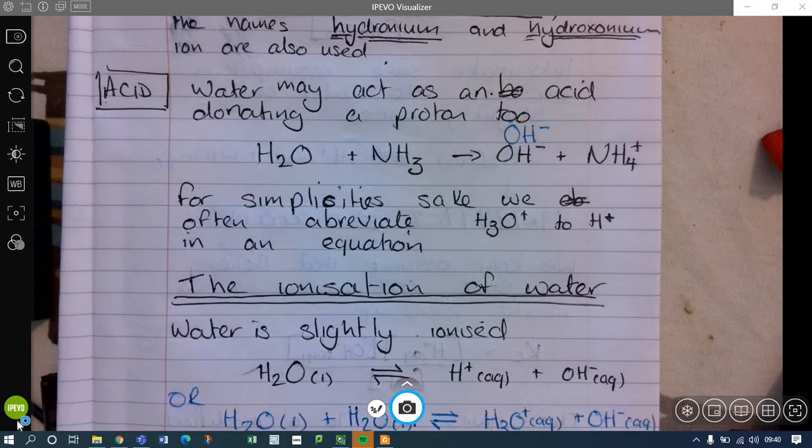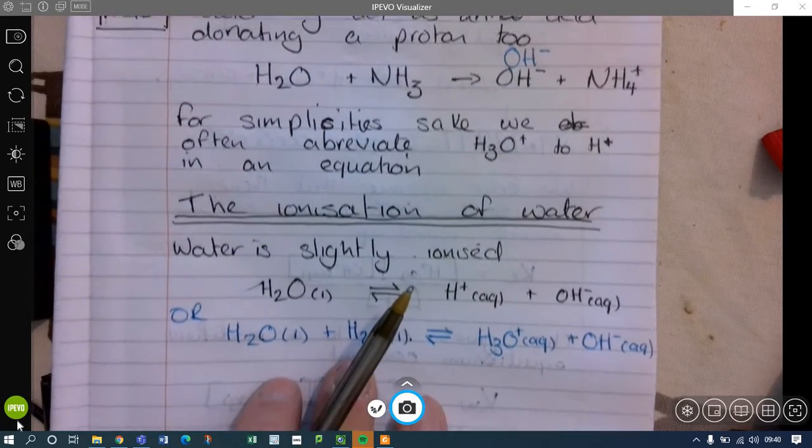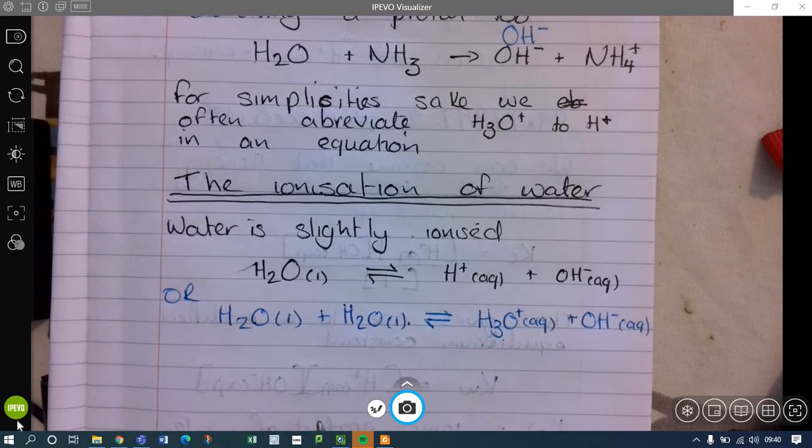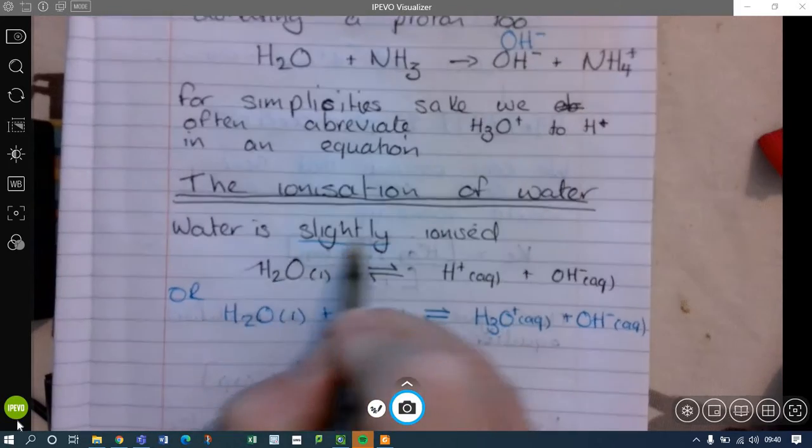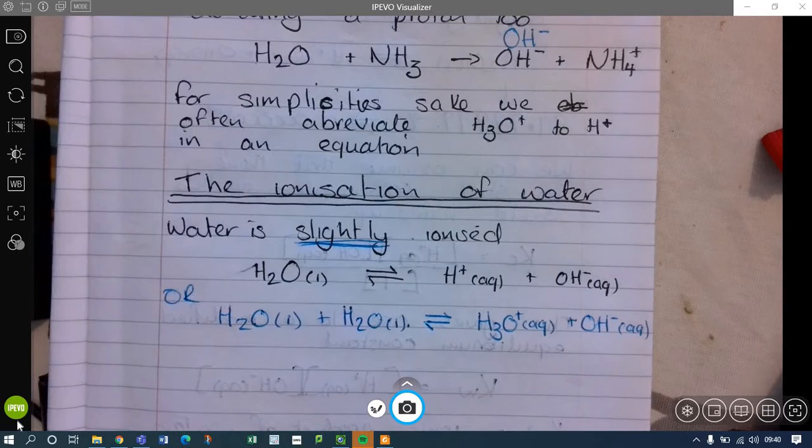What that links into is something called the ionization of water. Water itself is a polar substance, as we know, because it has the oxygen atom, which is much more electronegative than the hydrogen. So what you end up with is an induced dipole within the molecule. That's why it's got hydrogen bonds. But what can also happen is it can become slightly ionized, and that word "slightly" is very, very important, and I will come back to that later on.